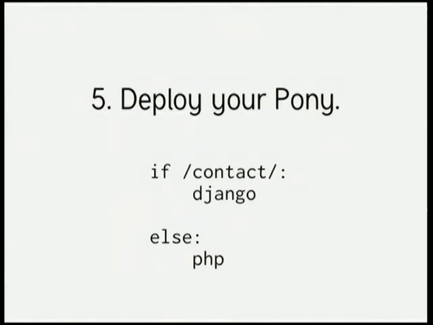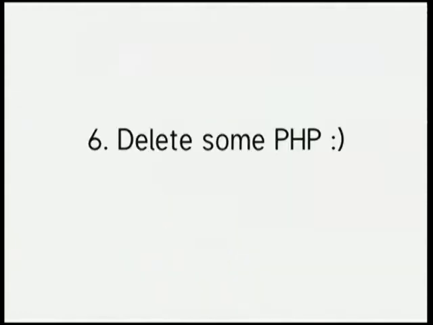You deploy it with this exception in your web server. Now, all web server configurations are a little bit different, so I've just put in a bit of pseudocode here. This is your web server config, so everything by default goes to PHP. When someone asks your web server for something, it goes to PHP. But you've now added an exception for the bit you've converted, which is the contact page. If it's the contact page, send it to Django. This is pretty basic, but that's what you do. And then you get to delete some PHP, which is my favorite part of it.